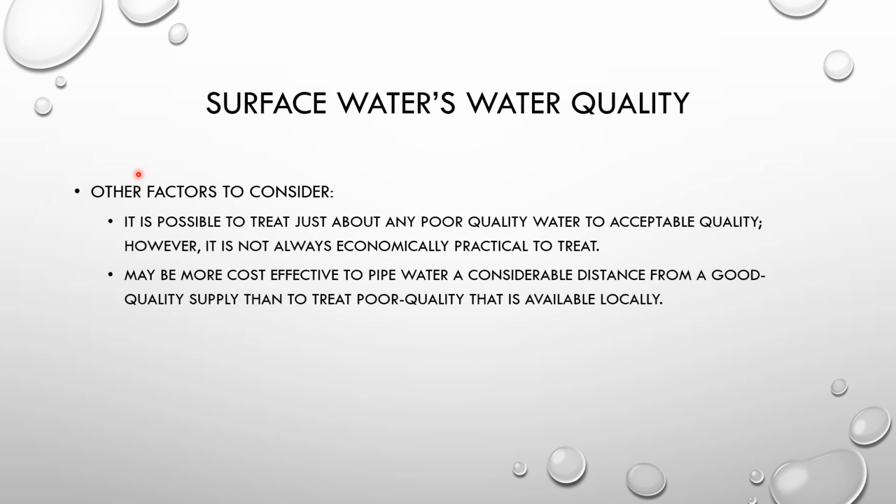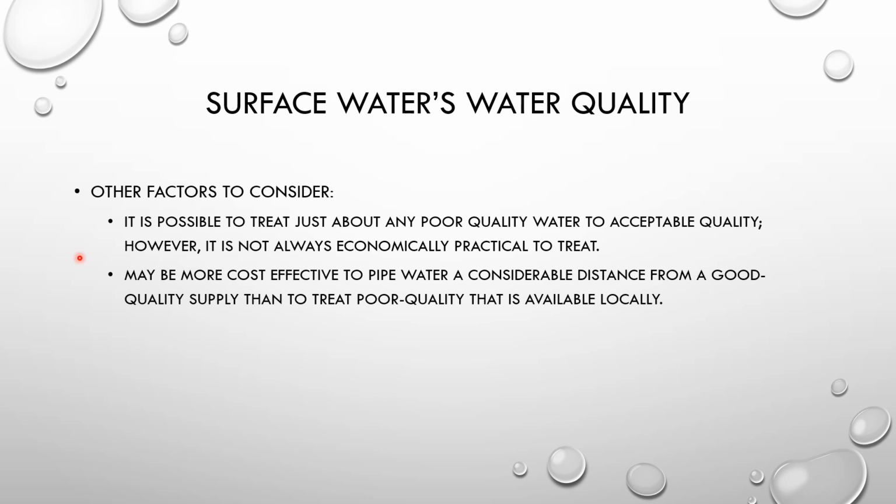So, continuing on, other factors that contribute to surface water's water quality, it is possible to treat just about any poor water quality condition. The issue then becomes, is it economically sound to do so? Sure, we could treat it, but it's going to cost you. So that's why you have these differences between maximum contaminant levels and then maximum contaminant level goals. It is a goal to try and get to, but is it economically practical?